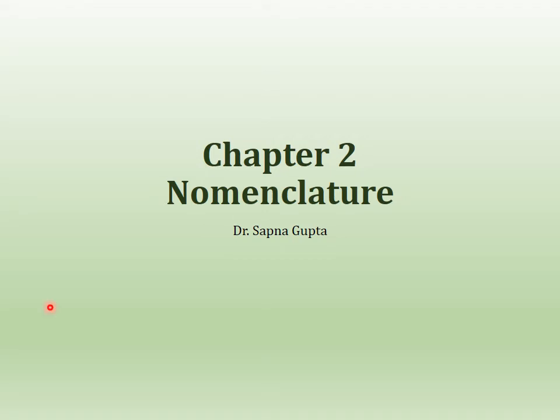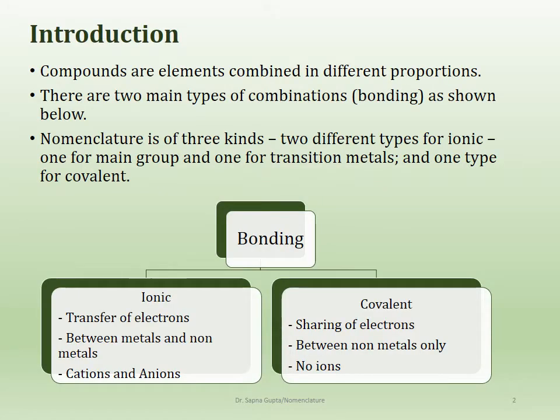In this portion of chapter 2, we will talk about nomenclature, which is the naming of compounds. This again is a very fundamental part of chemistry, and this is very important. You will need it throughout chemistry. Okay, so the first thing is, what are compounds?